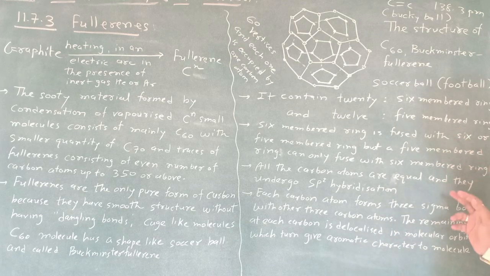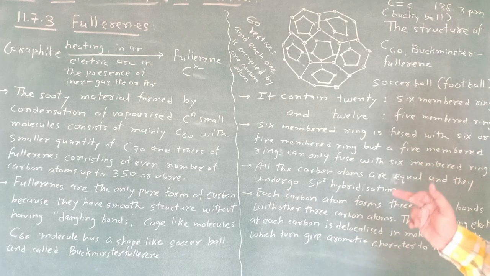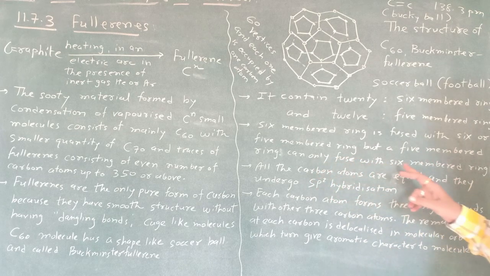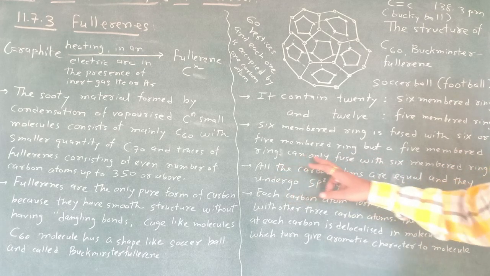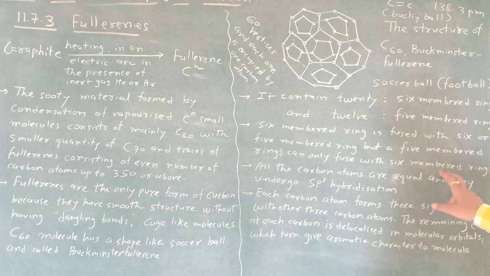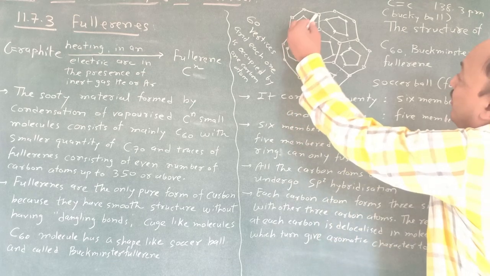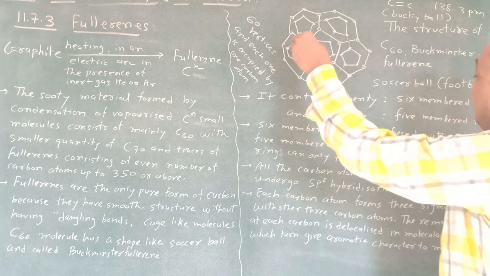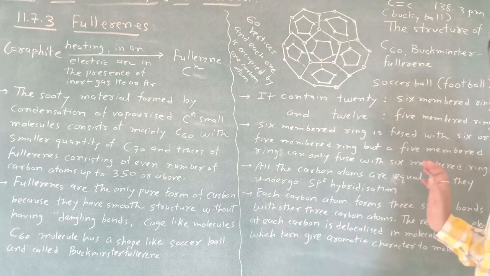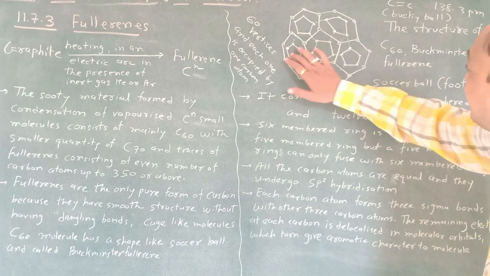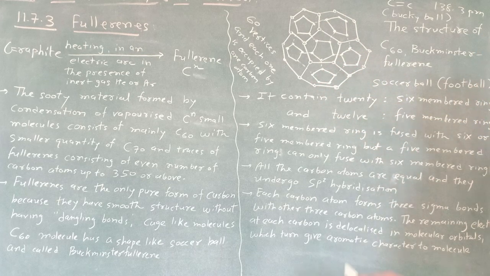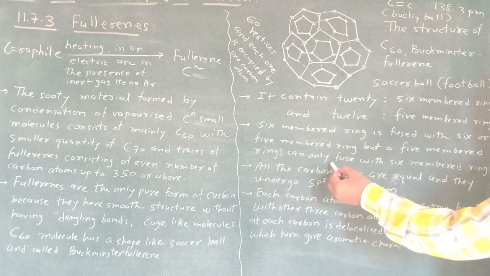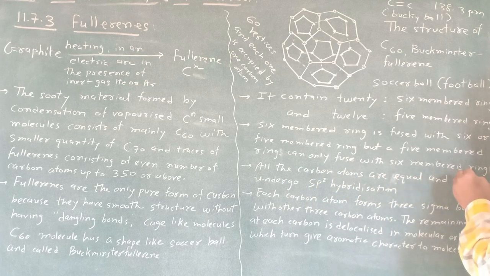A 6-member ring is fused with 6- or 5-member rings, but a 5-member ring can only fuse with 6-member rings. It is not fused with a 5-member ring. Okay, this you have to remember. Just you see, these 6-member rings are fused with another, 5-member ring as well as 6-member ring. But for the 5-member ring, just you see, 1, 2, 3, 4, 5, that is the pentagon. So this pentagon containing a 5-member ring can only be fused with 6-member rings.